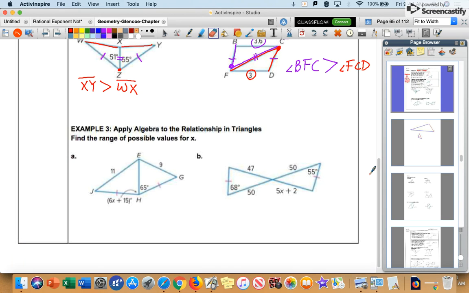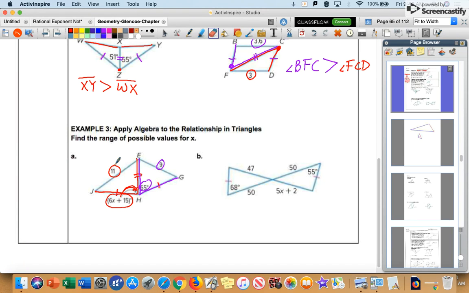So let's apply a little bit of algebra to these same situations to make it just a little bit more challenging for us. So once again, notice the arrow here is referring to this angle, this hinge right here. We have congruent markings here and here. They both share this side. And then the other hinge with our other triangle is right here. That's 65 degrees. Notice we've got 9 and 65. Over here, we've got the 6x plus 15 angle compared to the 11.